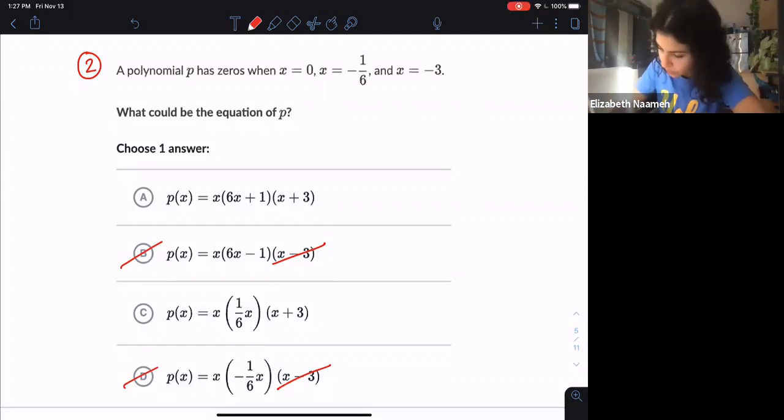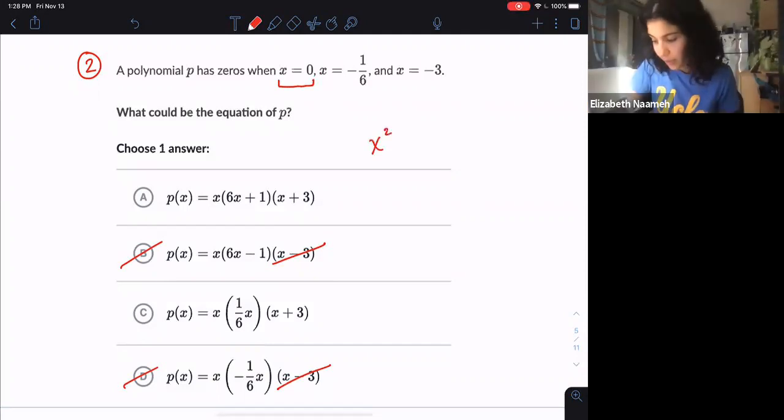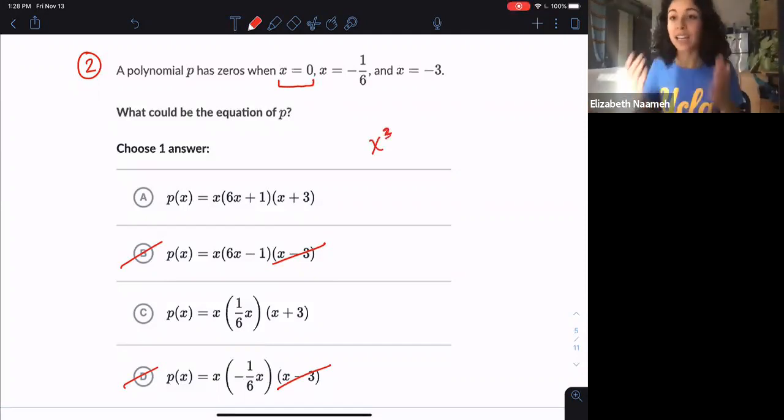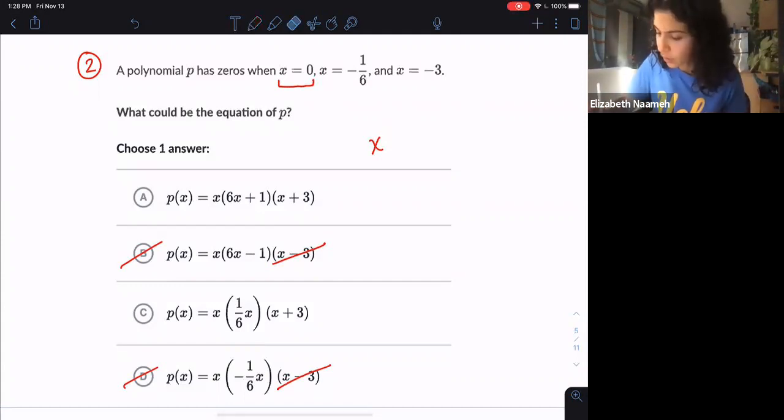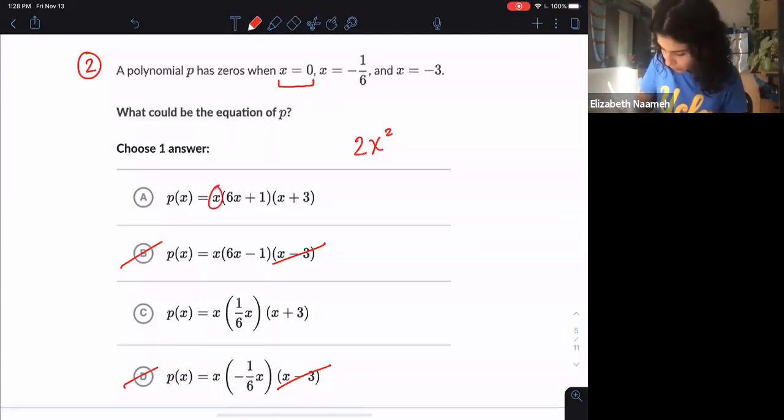It's got to be x plus 3. Let's look at x equals 0. If I have x equals 0, then the factor it would have come from would just be x. Yeah, it could just be x. Or it could be x squared, or x cubed. It could actually be any power of x. It also could have any number in front, right? 2x squared would still give me a zero of 0. But these guys are all good to go, so there's nothing to eliminate there. Okay, let's move on to this guy.